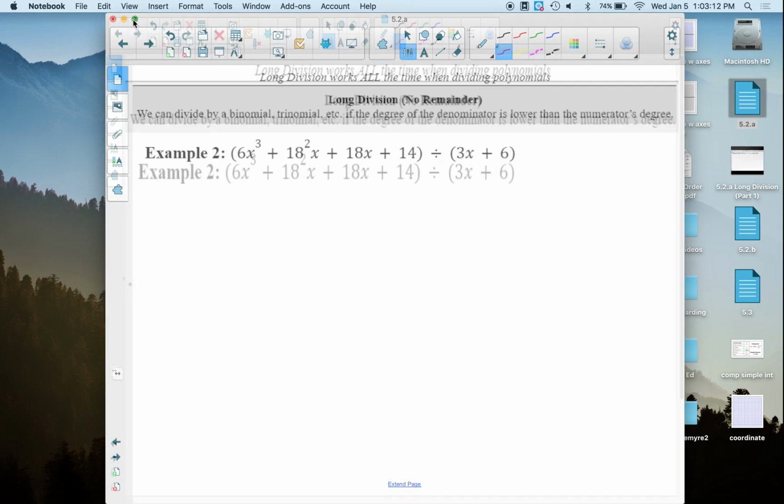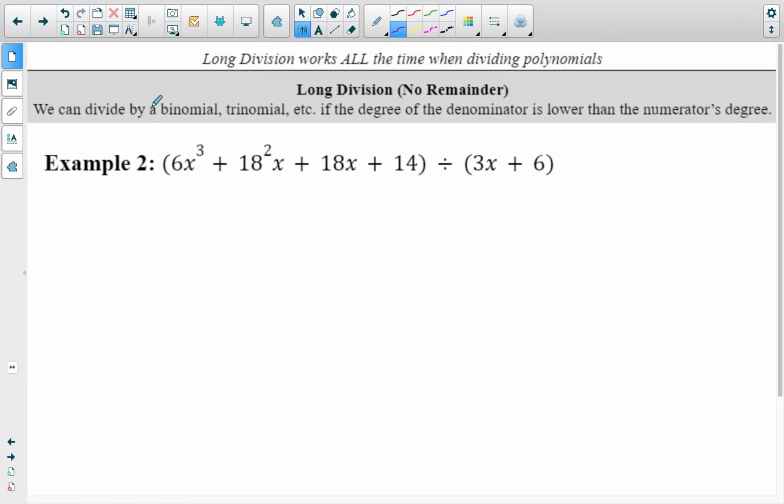Let's start with example 2. Remember, you're supposed to scribble out this no remainder part because all of these are going to have a remainder. That was a typo on my part.